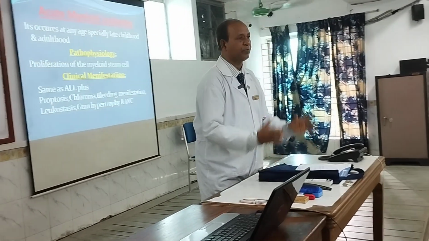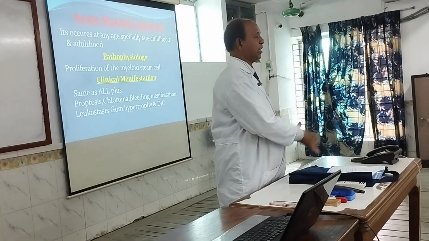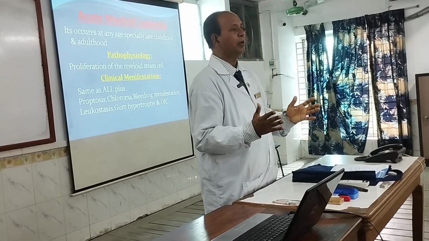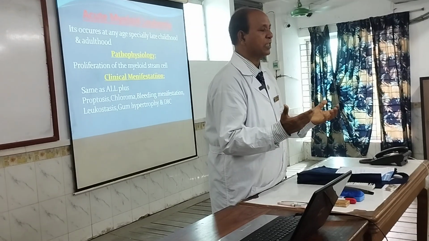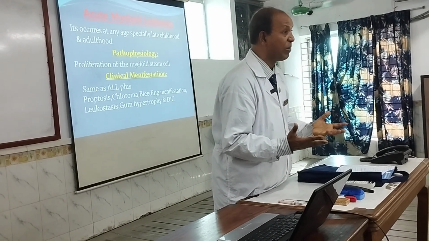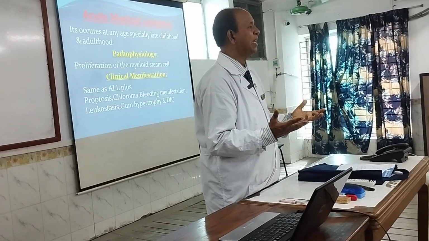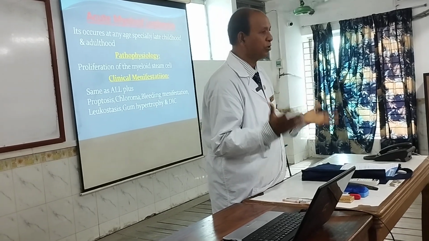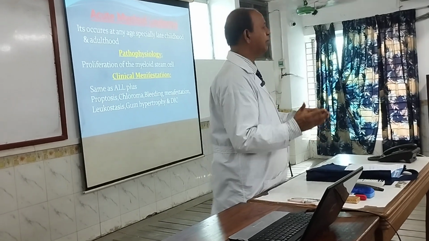Remember this. What is the difference between acute lymphoblastic leukemia and acute myeloid leukemia? I told you 80 to 90% of clinical manifestations are more or less like acute lymphoblastic leukemia, but only 10% extra stigmata in acute myeloid leukemia. I told you. Now what are the investigations?